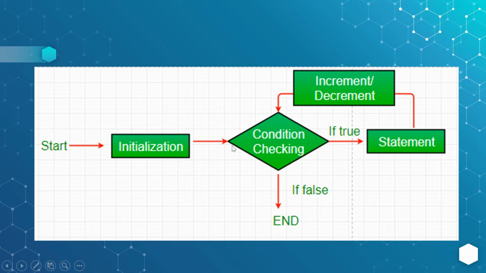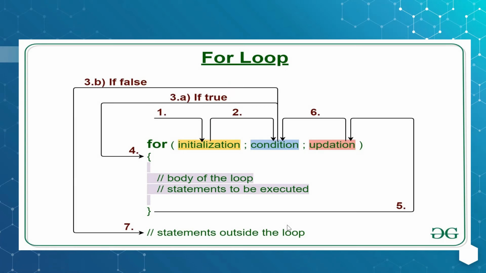So the first step will be initialization, the first statement. Second is condition checking. In the condition checking, it will check the condition. If it is true, it will move into the body of the for loop and it will increment or decrement. If it is false, then it will end the loop. Okay, let's move on to the next one.